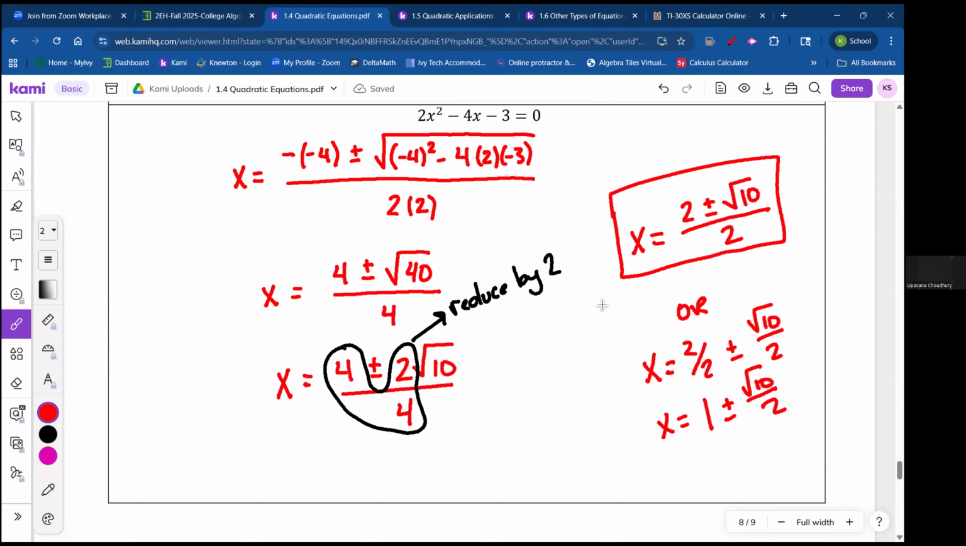I have a question. So what if we divide the 4 on the numerator and the 4 on the denominator? We can't do that, right? Because the answer will be different. If you do that, you're over here at 1 plus or minus the square root of 10 over 2.